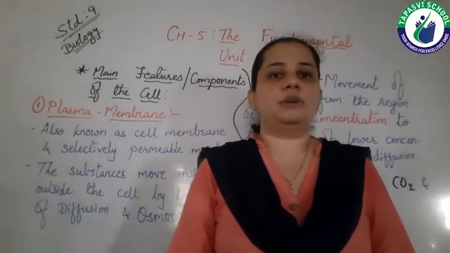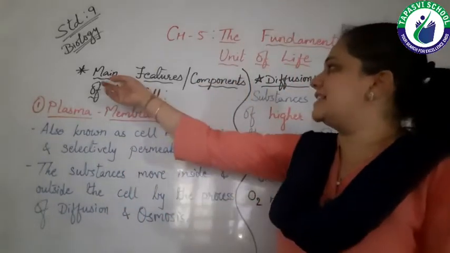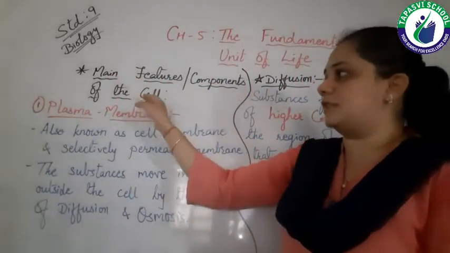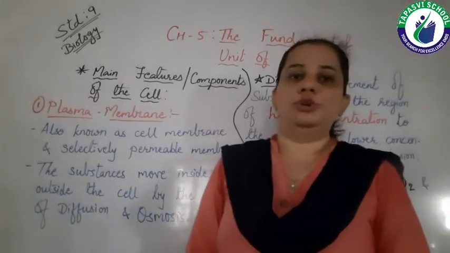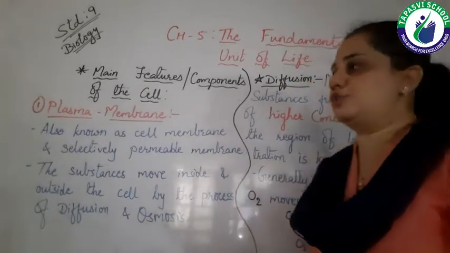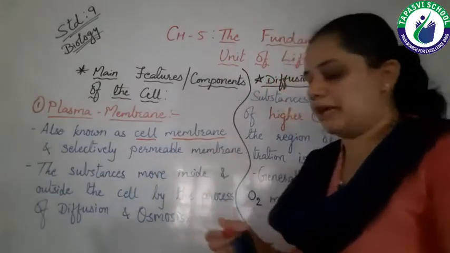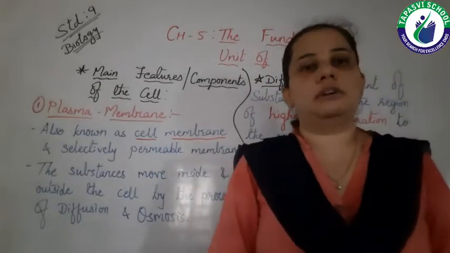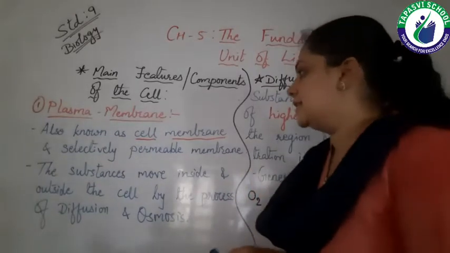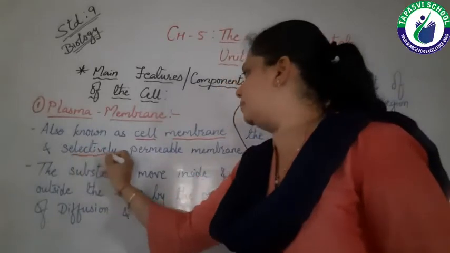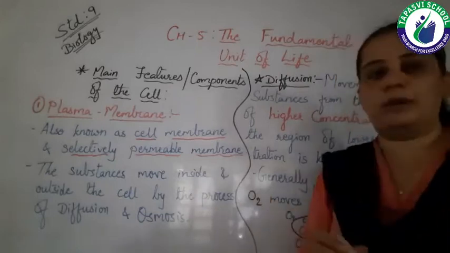So let's start with the plasma membrane. These are the main features or components of the cell. First, plasma membrane. As we all know, plasma membrane is also known as cell membrane. It is nothing but an outer covering of the cell, and it is also known as selectively permeable membrane. Now, why is it known as selectively permeable membrane?